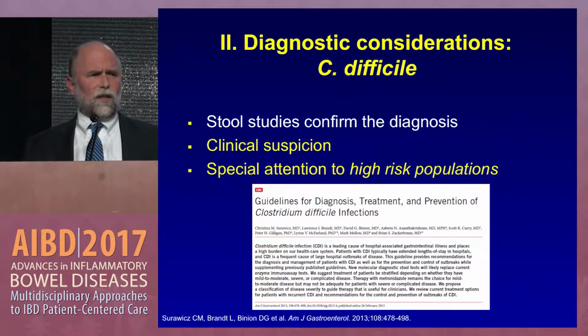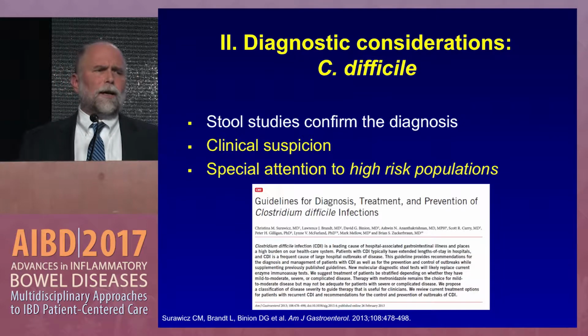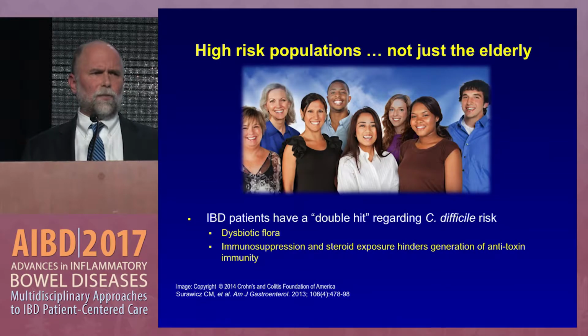When we think about diagnostic considerations, stool studies are essential. We have no other way to make the diagnosis, but really clinical suspicion is the key issue. We have to send off the test. We have to make the diagnosis. Now, the American College of Gastroenterology came out with a guideline paper in 2013, and the real, I think, important message was to identify high-risk populations, do the testing, don't be surprised by this.